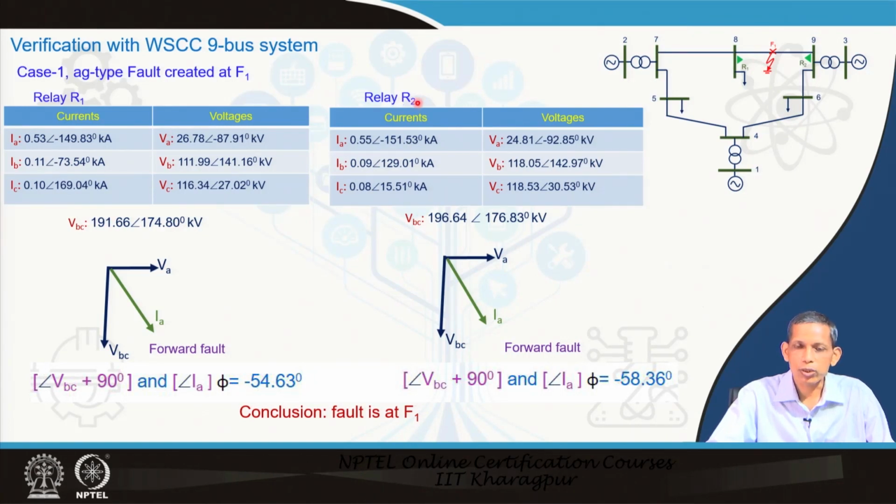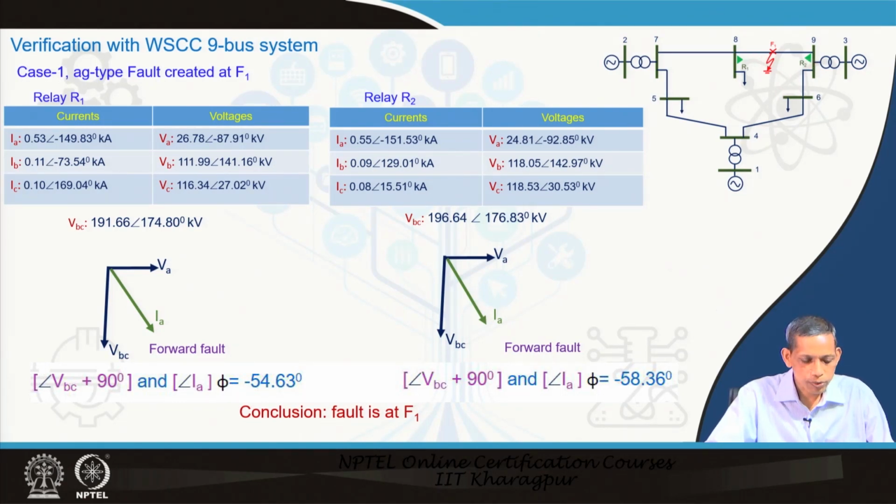Now we go to R2. R2 has this VBC, and when we draw the phasors, it comes out the same. For R2, we take VBC plus 90 degrees, and the angle of IA is minus 151.53. The angle of IA minus the angle of the shifted VBC gives phi, which comes out to be minus 58.36 degrees. This minus angle again shows a forward fault, so for R2 also this is a forward fault.